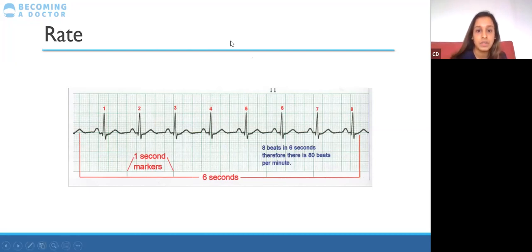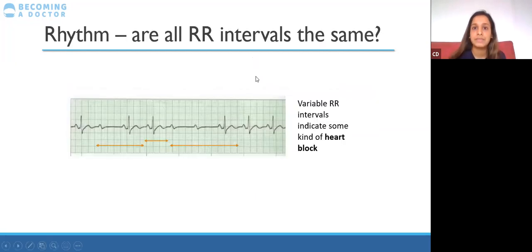Someone's just asked, should you always measure the height of Q waves, QRS, and P waves? No, not really. The height sometimes matters, which will be talked about in the pathology lecture, but you don't really need to measure it every time you're looking at an ECG.